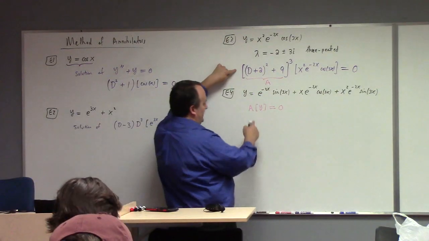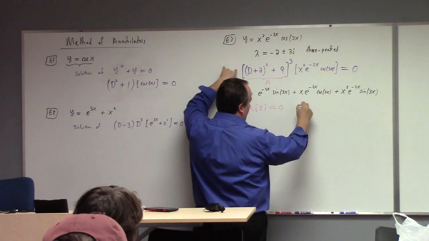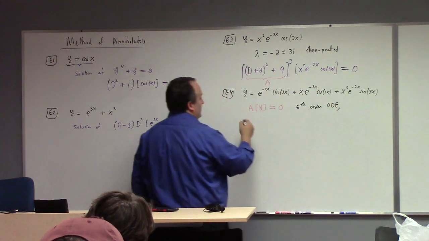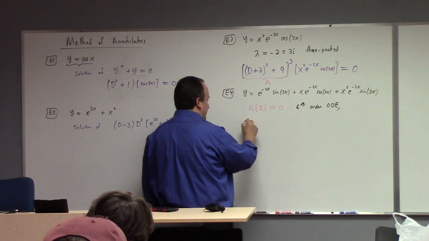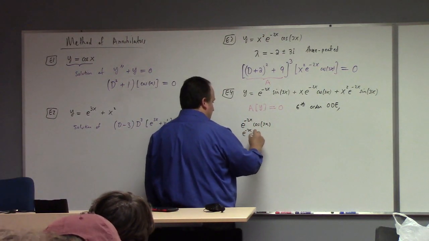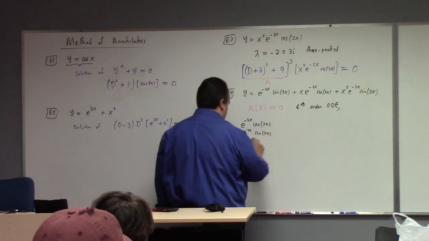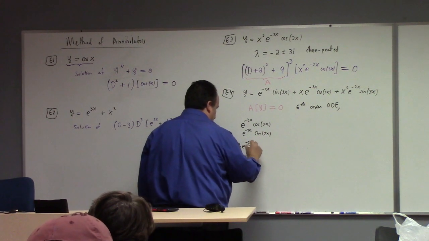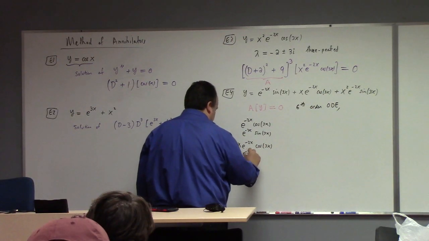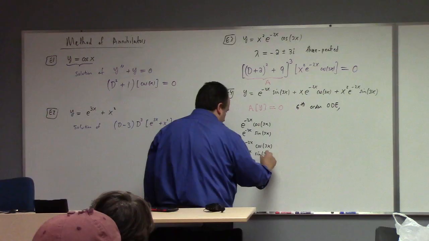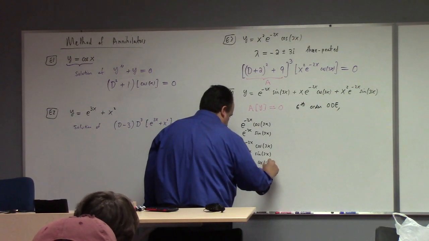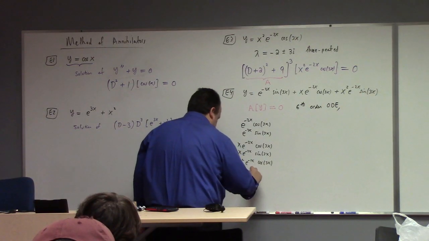If I put that equal to 0, this is a 6th order ODE. What are the solutions? The real solutions are e to the minus 2x cosine 3x, e to the minus 2x sine 3x, x e to the minus 2x cosine 3x, x e to the minus 2x sine 3x, x squared e to the minus 2x cosine 3x, x squared e to the minus 2x sine 3x.